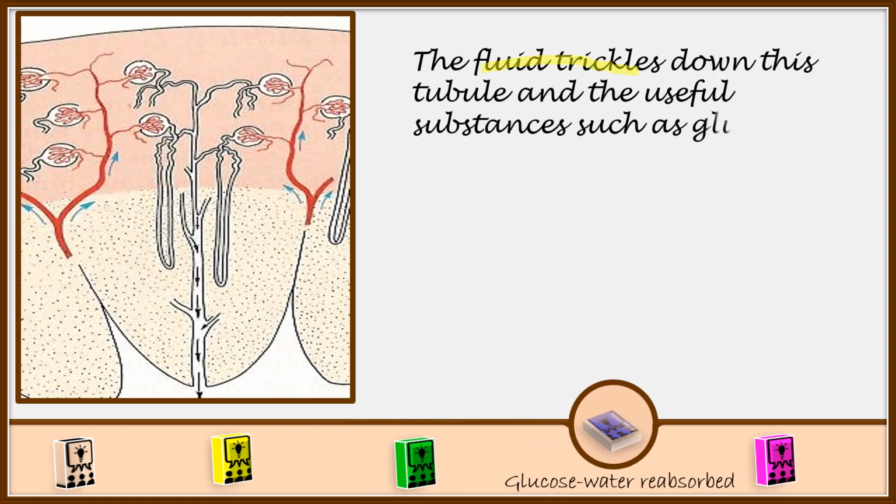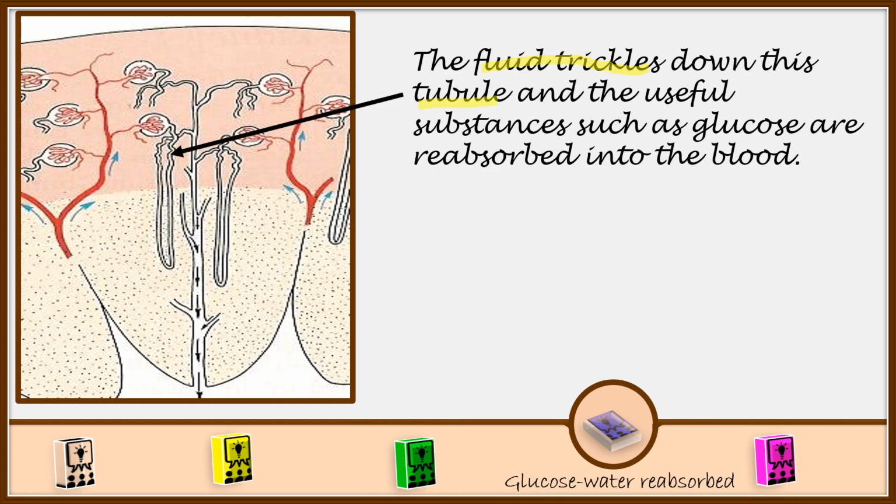The fluid trickles down the tubule and useful substances such as glucose are reabsorbed into the blood. So when all the content has been pushed into the Bowman's capsule, it will start flowing into the tubules. These tubules, we call them proximal convoluted tubuli, and then it comes down here, we call it descending loop of Henle, and here as it is going up, ascending loop of Henle, and then it goes to the distal convoluted tubuli, and then it proceeds to the collecting duct.